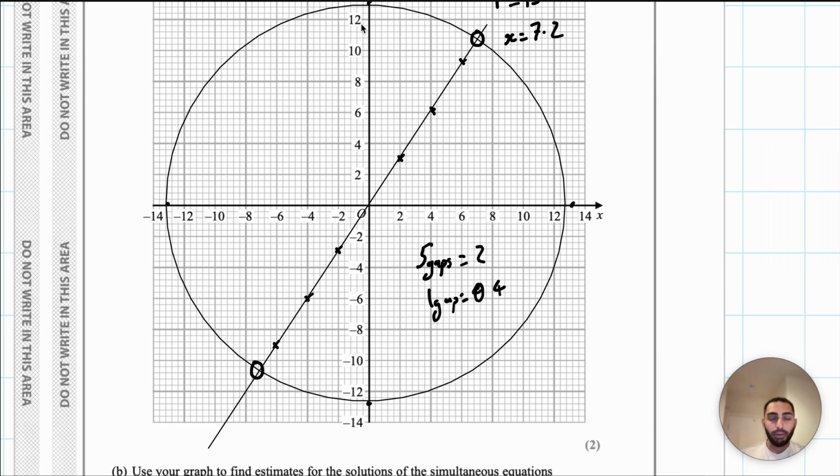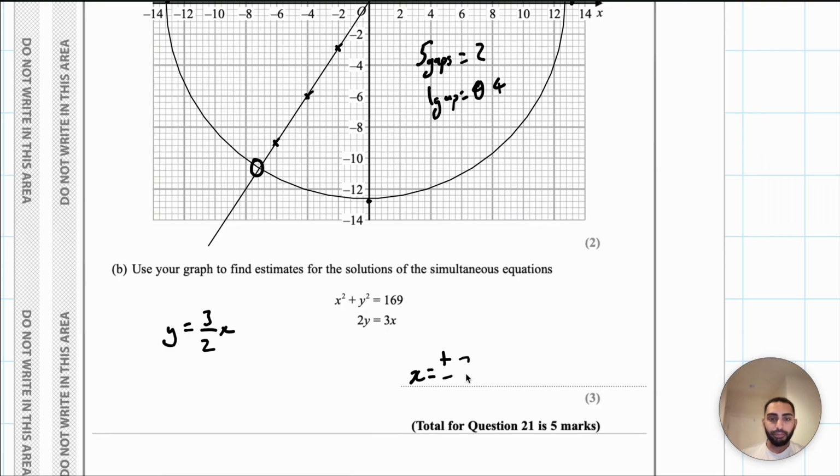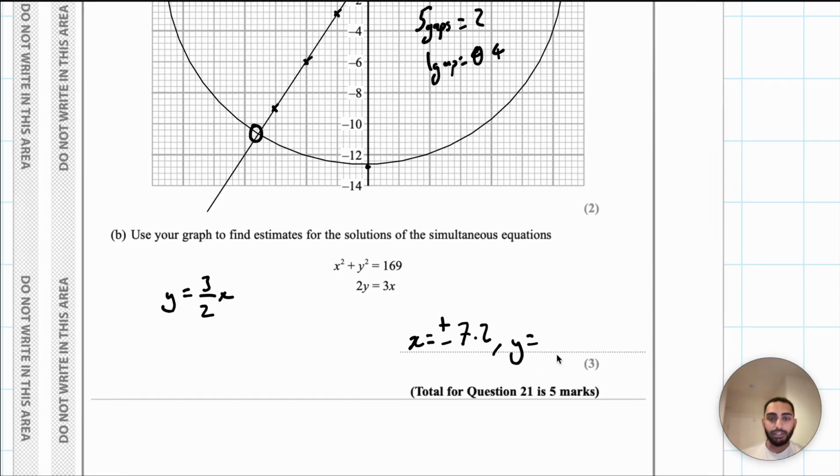For this one, it's going up again in 0.4s, and it's 2 above that. So 10 add 0.4 times by 2 would be 10.8. So y would be 10.8. And if I take a look at this coordinate, it's the same, but it's just negatives. My x value could be positive and negative 7.2. And my y value would be positive and negative 10.8.